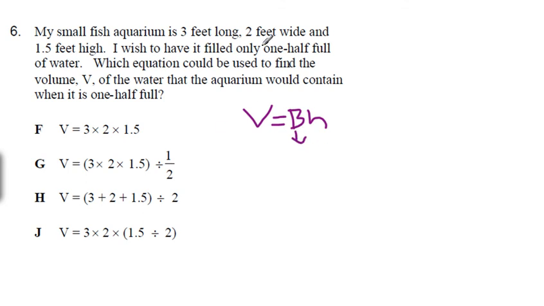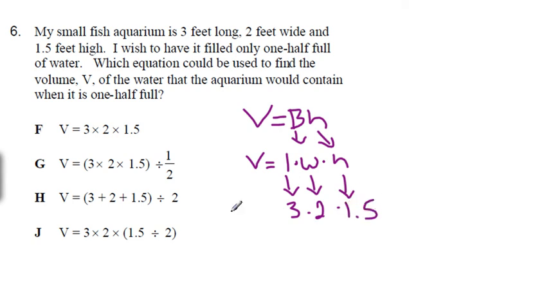Since our aquarium is assumed to be a rectangle, it doesn't say exactly, but let's say it's a rectangle. So we can say that's length times width, and then bring down the height. We can substitute in our numbers. It says it is 3 feet long, it is 2 feet wide, and it is 1.5 feet high. So that would be the volume of the entire tank.